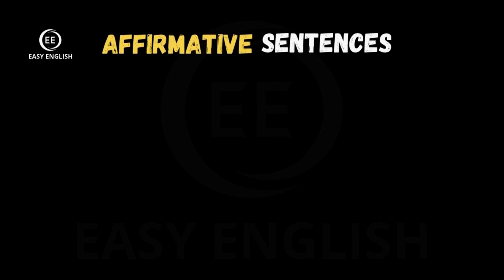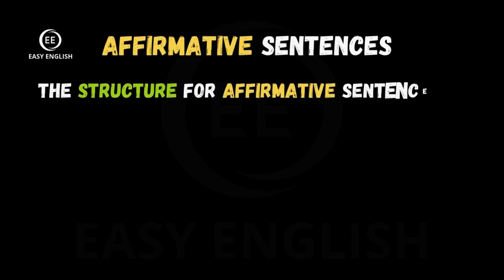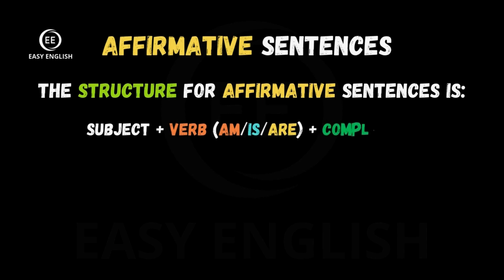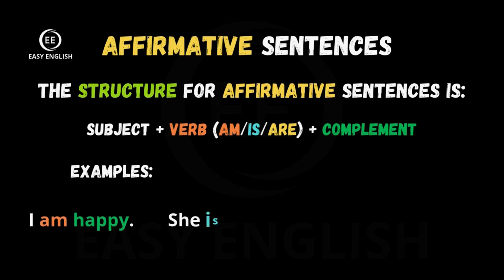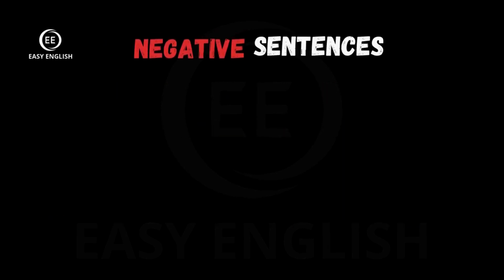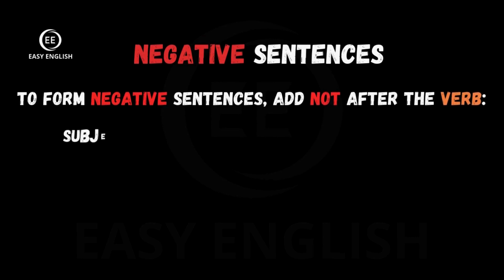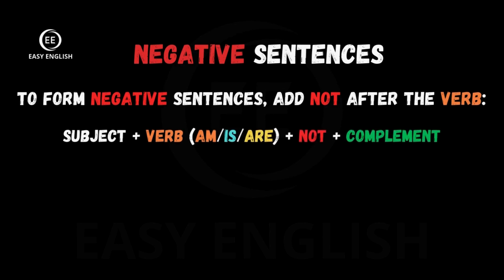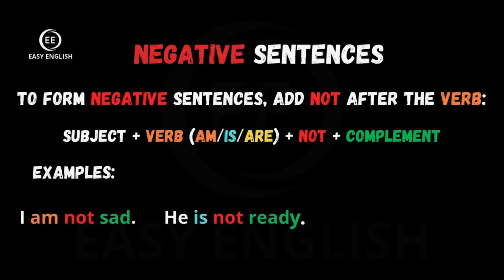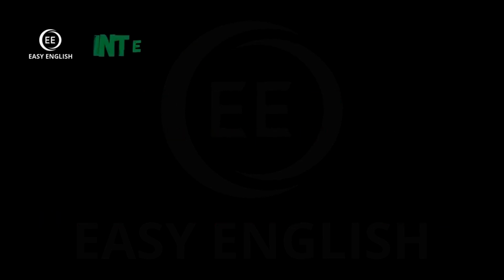Sentence structures. Affirmative sentences. The structure for affirmative sentences is subject plus verb, am, is, are, plus complement. Examples. I am happy. She is a doctor. We are friends. Negative sentences. To form negative sentences, add not after the verb. Subject plus verb, am, is, are, plus not plus complement. Examples. I am not sad. He is not ready. They are not here.